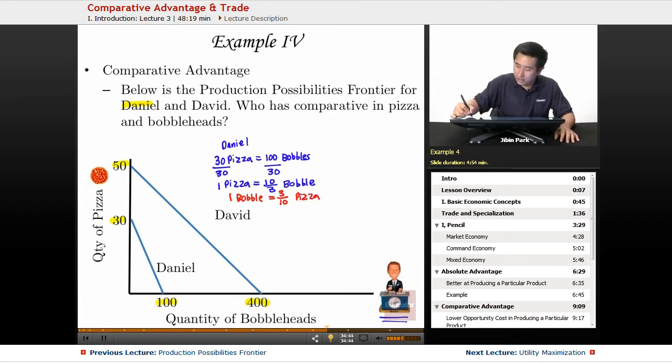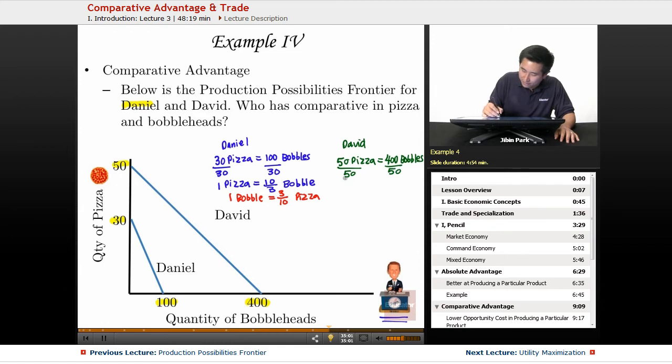Okay. Now let's go ahead and see from the perspective of David. So David here, 50 pizza for him equals 400 baubles. And if you want to find the opportunity cost of one pizza, you divide by 50, and you get one pizza equals, this would be actually 8 baubles, 8 over 1. And let's go ahead and use a different color here. One bobblehead would equal 1 over 8 baubles, or 1 over 8 pizza, sorry.